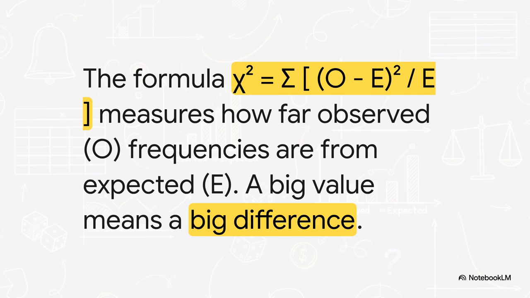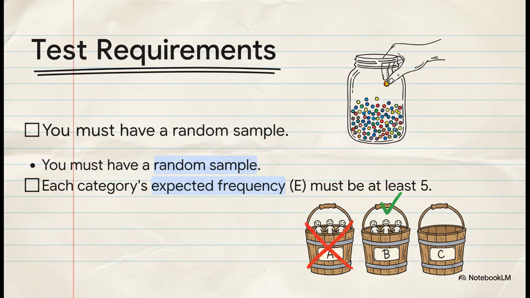That little O just stands for your observed data, what you actually counted. The E is your expected data, what your theory predicted you'd count. So for each category, you just find the difference, square it, divide by the expected number, and then add them all up. The bigger the final number, the bigger the gap between reality and your theory. It's that simple.